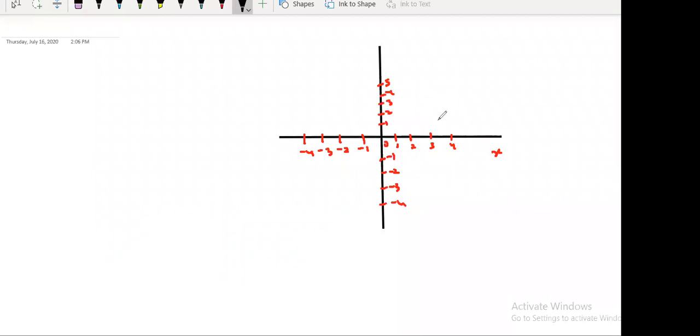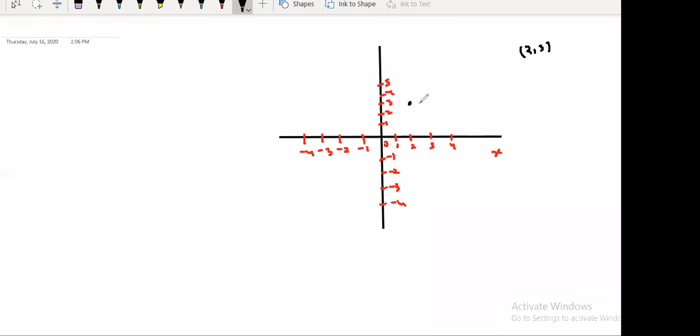Now suppose I have to plot a point which is (2, 3). What is the meaning of (2, 3)? Two on the x-axis, and 3 on the y-axis. So this is your point.